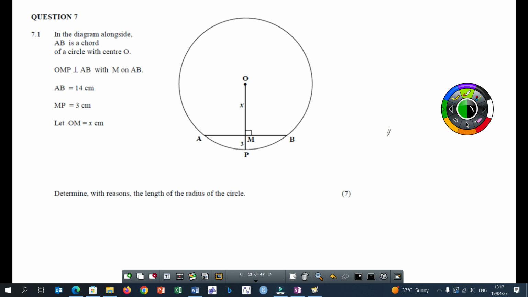I think it is. Right, so if you read the question, OM is perpendicular to AB. So because of the 90 degree angle there, you are supposed to use the original theorem 1, not the converse. Now, what are we supposed to calculate? The length of the radius. So here you have to do some construction. You join point O to point B.